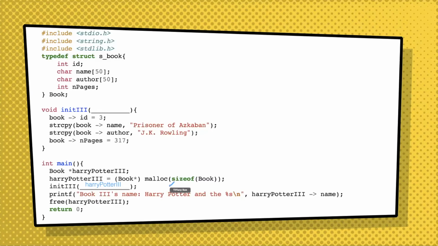So Harry Potter, this is what we fill for init 3 when we call the function. And then here, we want to make sure that we're passing the pointer. So init 3 should take a pointer, which is a pointer of a book, as an input, right? So what we need to put here is book star book. All right. And actually, that's the reason why you use this.